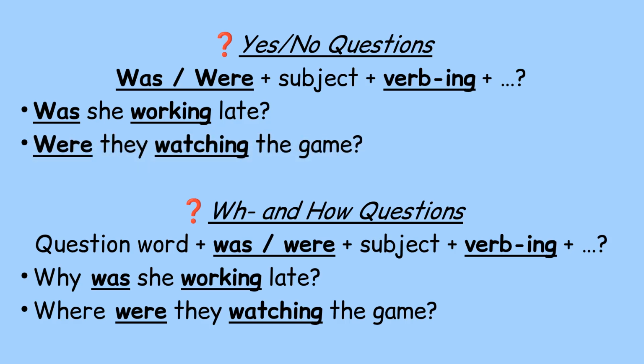Questions with the 5 W's and how consist of the question word, who, what, where, when, why, and how, the be verb was or were, the subject, and the action verb plus ing. Why was she working late? Where were they watching the game?